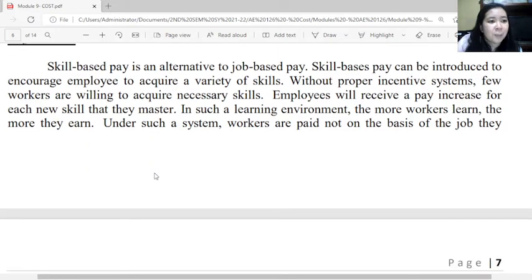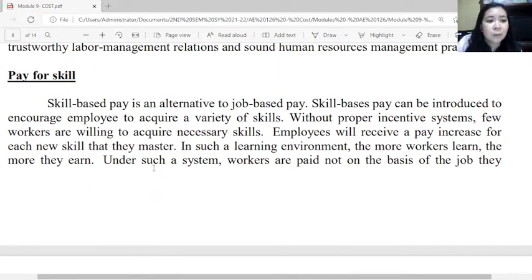Another plan is pay for skill. This is skill-based payment, an alternative to job-based pay. Skill-based pay can be introduced to encourage the employee to acquire a variety of skills. Without proper incentive systems, few workers will be willing to acquire necessary skills, so this is to motivate them. Employees will receive a pay increase for each new skill that they master. In such a learning environment, the more workers learn, the more they earn.